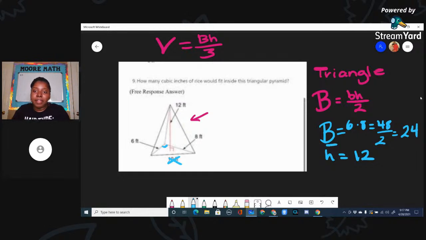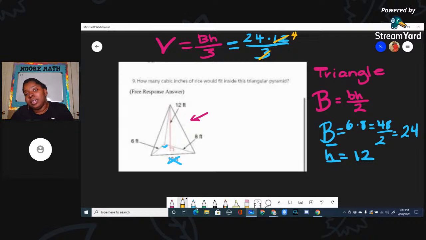I got the base. I have the height. What am I going to do now? You're going to multiply the 12 and the 24, and then divide by 3. Excellent. Okay. And I like to do a little trick by doing 12 divided by 3 first, and you get 4. And then 24 times 4. But you can just multiply straight across. I'm just lazy.